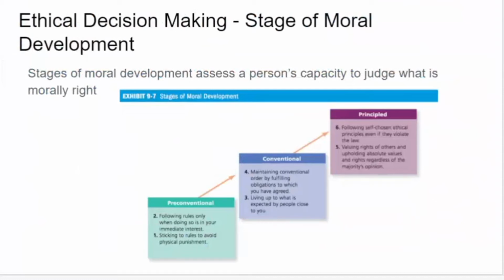Okay, so if we think about the stage of moral development, we've got to think about how moral these people are as individuals, right? They run into what's called three stages: a pre-conventional stage, a conventional stage, and a principled stage. So pre-conventional: stick to the rules, avoid physical punishment, following rules only when doing so is in your immediate interest. Then we move into more conventional, where you maintain conventional order by fulfilling obligations to which you've agreed, living up to what's expected. And finally, we move into what's called the principled mode, which is following self-chosen ethical principles, even if they violate the law, valuing the rights of others and upholding absolute values and rights regardless of the majority's opinion. So we can see that people will tend to become more principled over time.